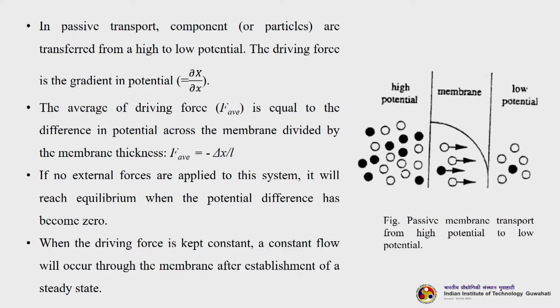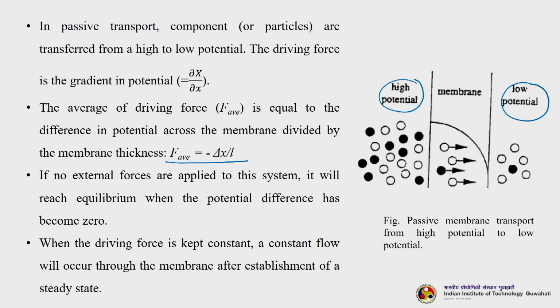Now, in passive transport, components or particles are transported from high to low potential. So, we have a high potential and then there is a low potential, and in between there is a membrane. The transport of solutes or particles happens due to the gradient in potential from high to low, and the gradient is delta mu by delta x. Small x is basically a distance, and the average driving force is equal to the difference in potential across the membrane divided by the membrane thickness.